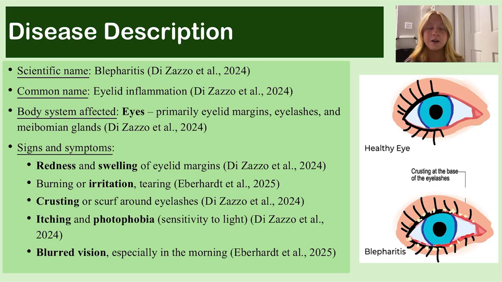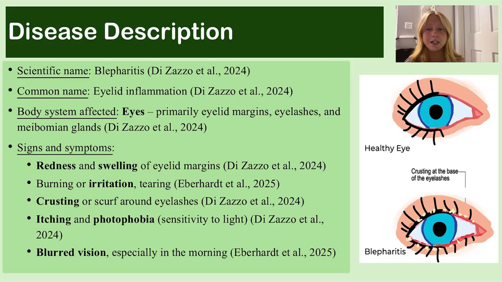The disease that we're focusing on, blepharitis, is the medical term for chronic inflammation of the eyelid. The common term you might hear is just eyelid inflammation, which is simpler but less specific. This condition primarily affects the ocular system, specifically the eyelids, the eyelashes, and the meibomian glands, which are responsible for secreting the lipid layer of the tear film.